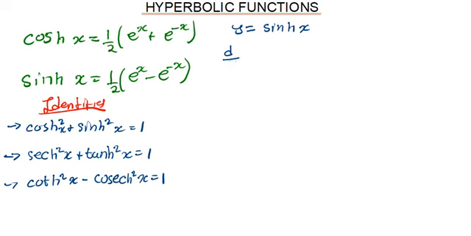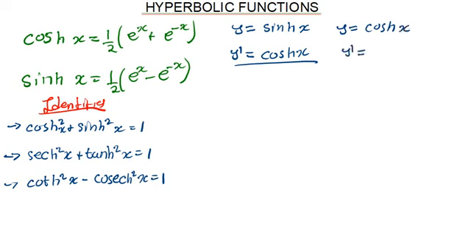Let me just use y prime. When you're differentiating hyperbolic sine of x, you're going to get, of course, hyperbolic cosine of x. So this is your dy dx. If you say your y is equal to hyperbolic cosine of x, what you're going to get as your y prime, or your dy dx, will be positive hyperbolic sine of x.